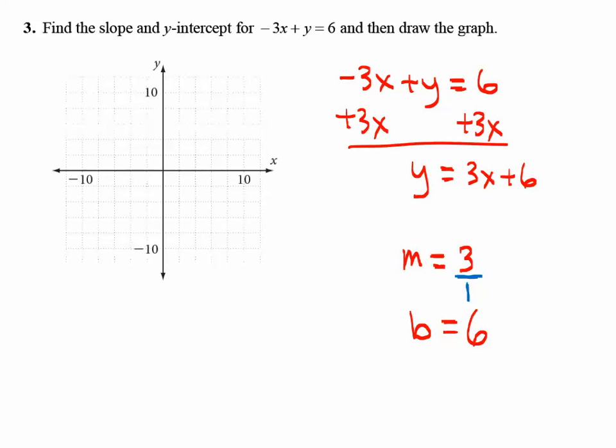What does the B stand for again? B is the y-intercept. Oh, why is it a B instead of a Y? Does it matter? Because it's not real.